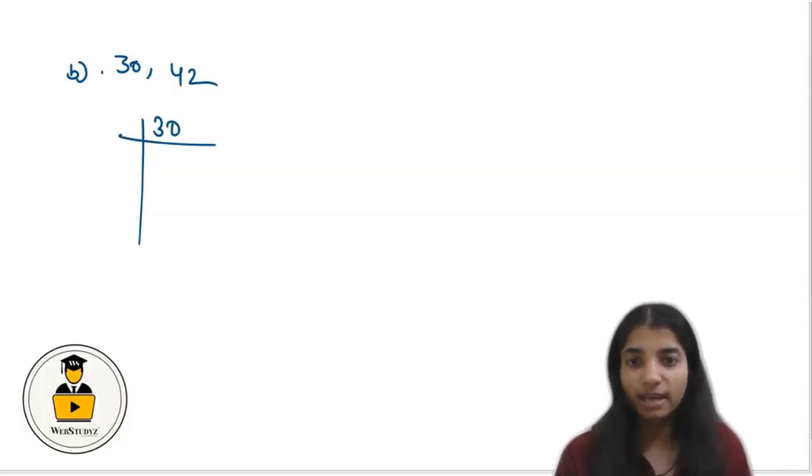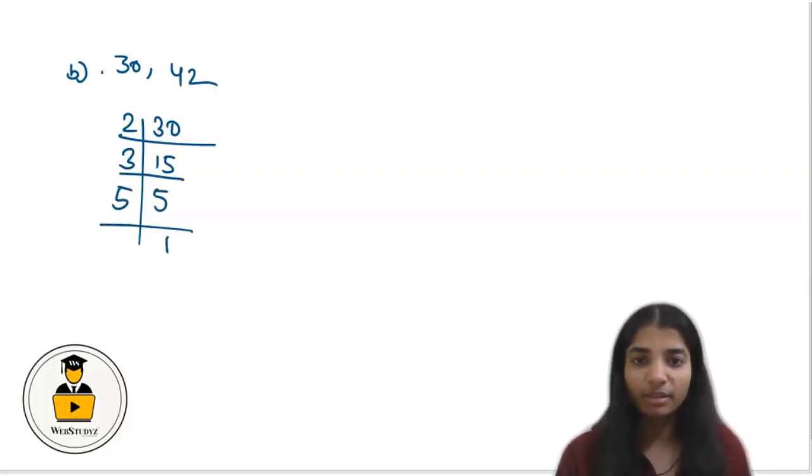In part B, we have to find the HCF of 30 and 42. Finding the prime factors of 30, it is clearly visible that 30 is divisible by 2. When we divide 30 by 2, we get 15. Now 15 can't be divided by 2, but it is divisible by 3. When we divide 15 by 3, we get 5. And 5 divided by 5 is equal to 1.